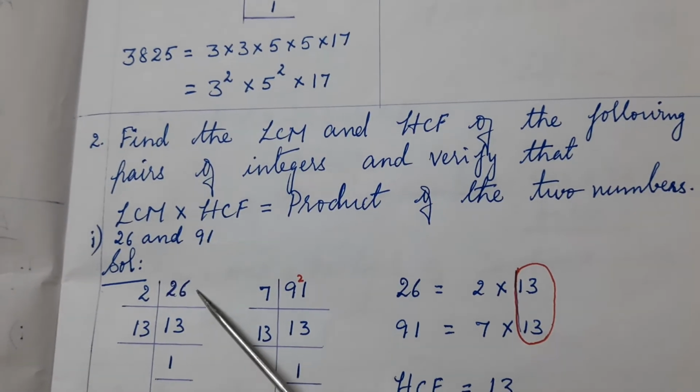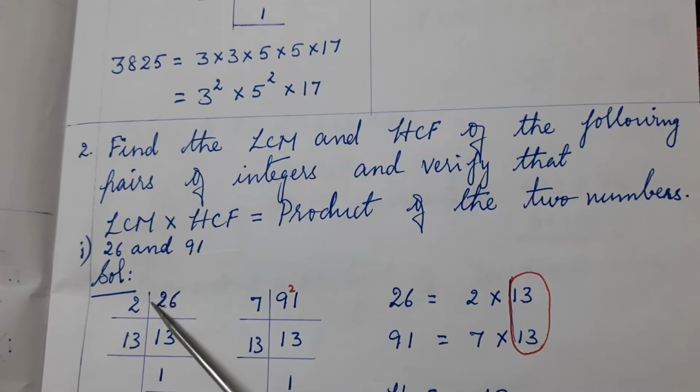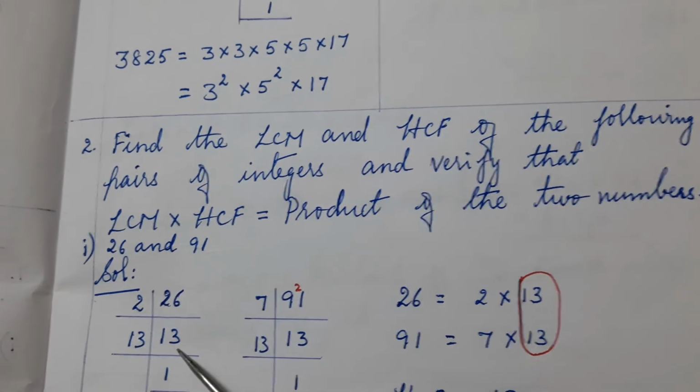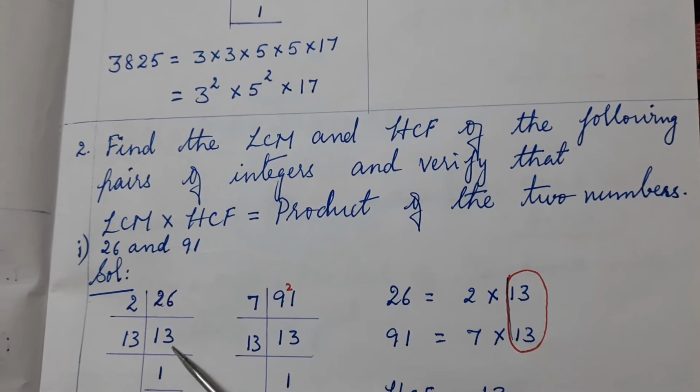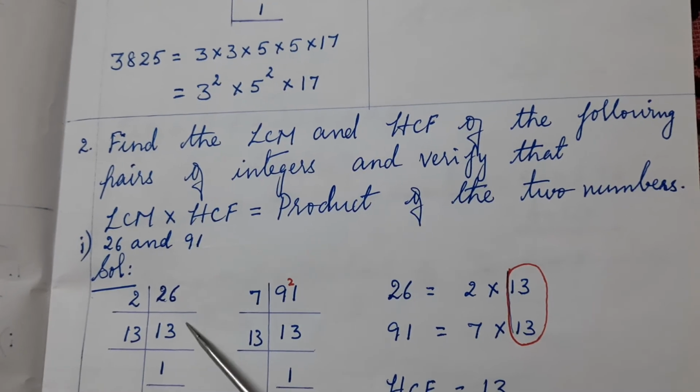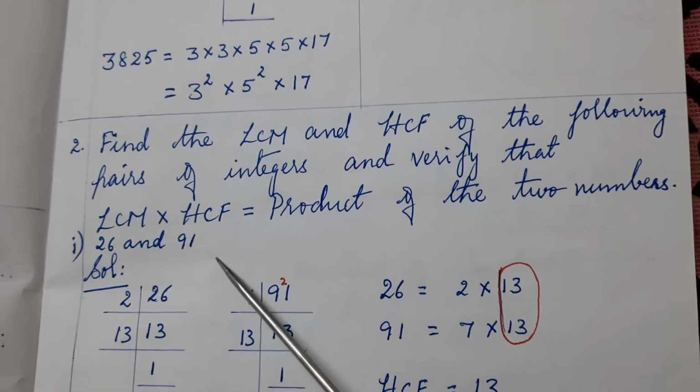Now 26, it is an even number. Divide by 2. 1 2s are 2, 3 2s are 6. 13 is the prime number. I cannot divide by any other prime factor. I have to divide by itself. 13 ones are 13.